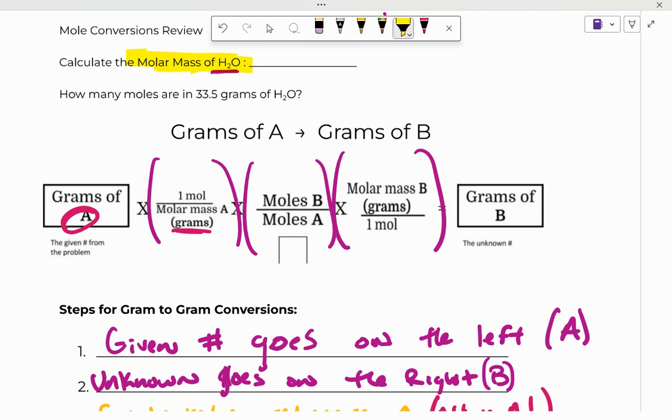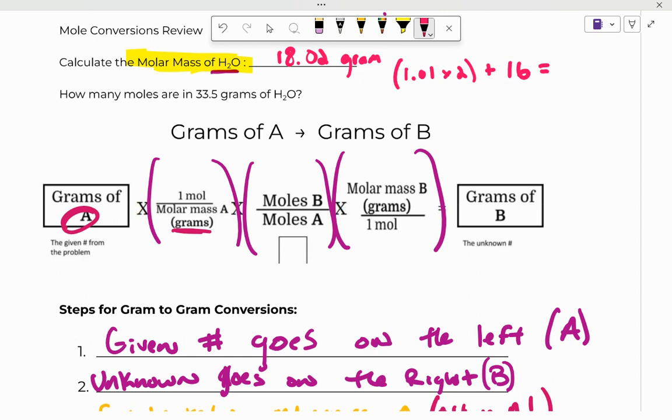So if I want to calculate the molar mass of water, what am I going to do? I'm going to find hydrogen. How many do I have? 2 of them, right? And I'm going to say, okay, I got 1.01. That's hydrogen. I have 2 of them. Plus oxygen is 16. All right? So that's going to be 18.02 grams. So that's what 1 mole of water weighs.